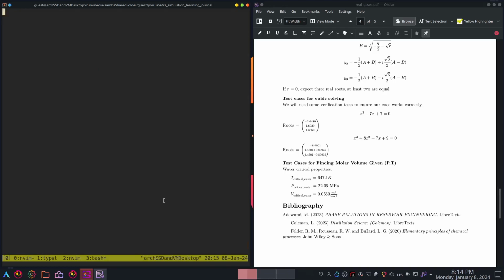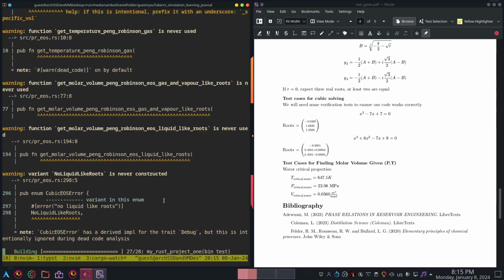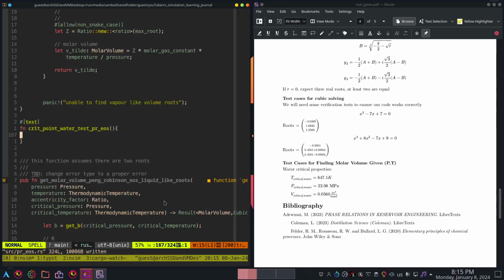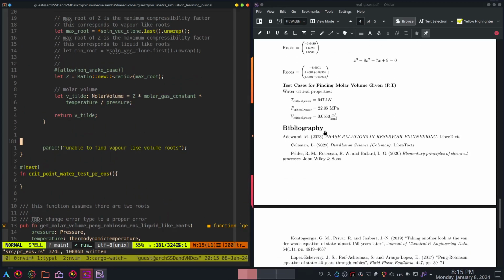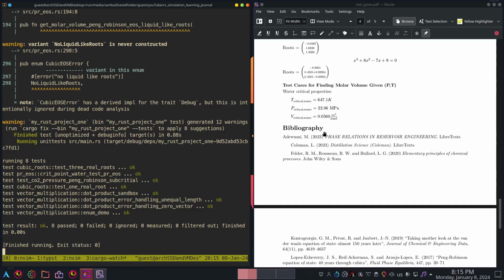Name your tests like so. I'm going to make a new terminal, and I'm going to run cargo watch -x test. The test passed because there's nothing to run here. So what are the critical temperature, pressure, and all that? It's 647.1 K, 22.06 MPa, and 0.0560 cubic meter per kilomole.